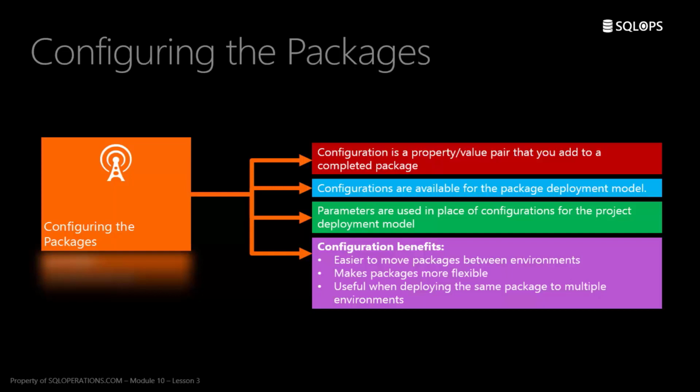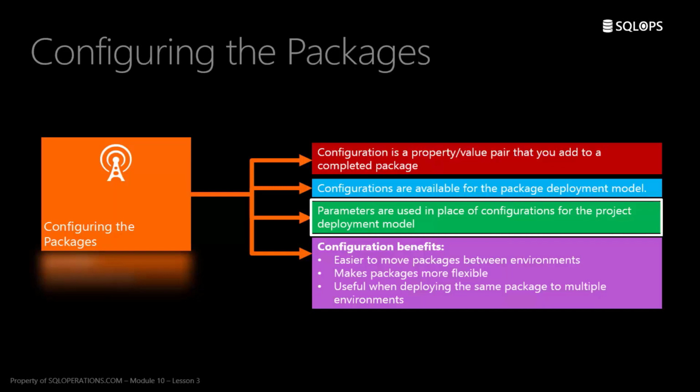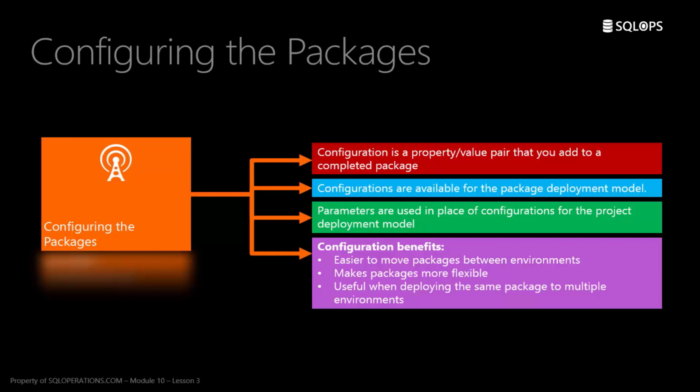You can now configure packages much more easily as long as they are in the project deployment model. And you can only configure packages that are deployed to the catalog. As an example of when you can use this is when you have just finished development of a project and now want it to run in production by changing all the connections to point to the production versus development. Parameters are used in place of configurations for the project deployment model. Some of the configuration benefits include ease of moving packages between environments, making packages more flexible, and being useful when deploying the same package to multiple environments.